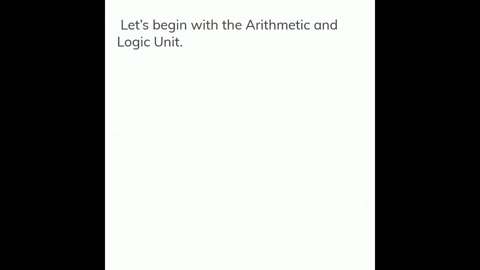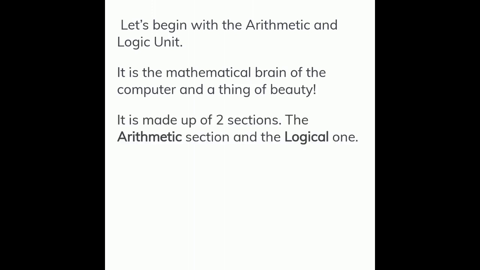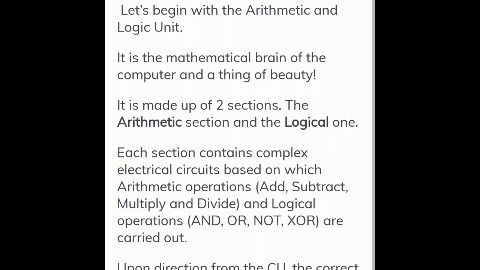Let's begin with the arithmetic and logic unit. It is the mathematical brain of the computer and a thing of beauty. It is made up of two sections: the arithmetic section and the logical one. Each section contains complex electrical circuits based on which arithmetic operations, add, subtract, multiply and divide, and logical operations, AND, OR, NOT, XOR, are carried out. Upon direction from the CU, the correct circuit is employed to perform the operation.